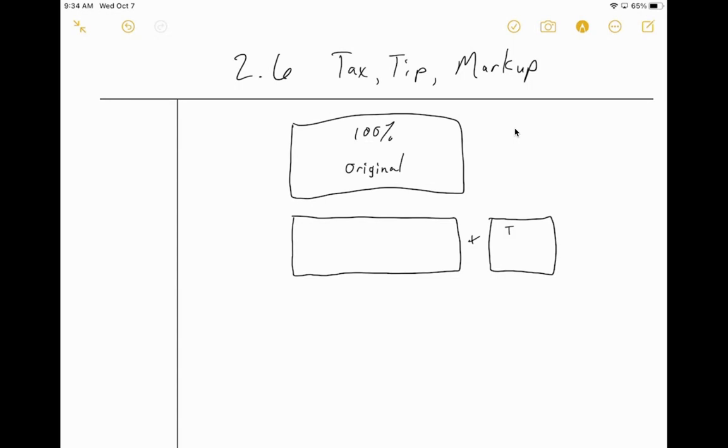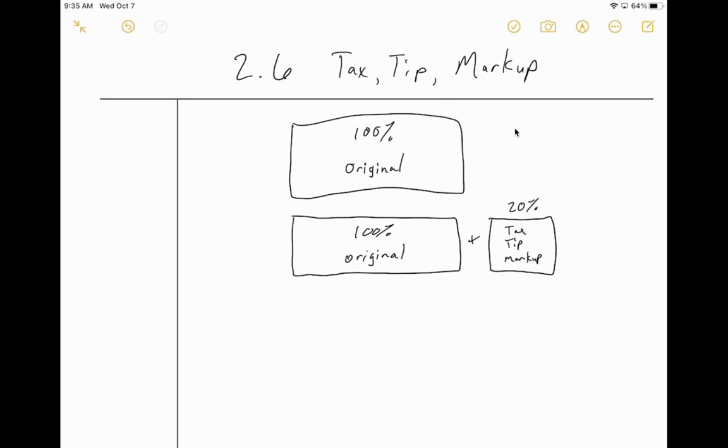And this is our tax, our tip, or our markup. So this is still 100%. This is our original. And then depending on where you live, your tax might be different. Depending on how much you make, your tax might be different. Depending on how good the service was, your tip might be different. So this could be any percentage. We'll just say 20%, for example. So you actually have to pay more than what it says on the price. All right. So we all know that, right?